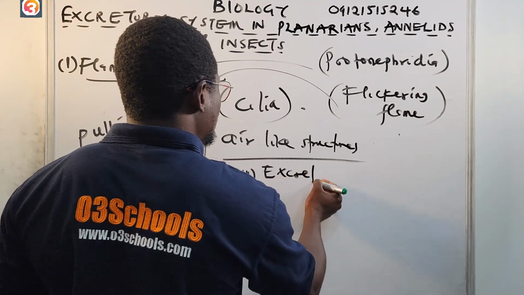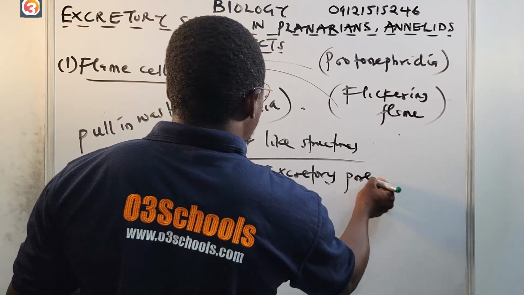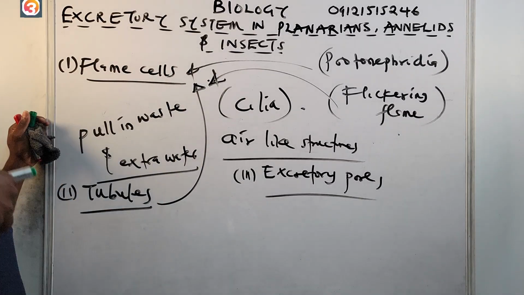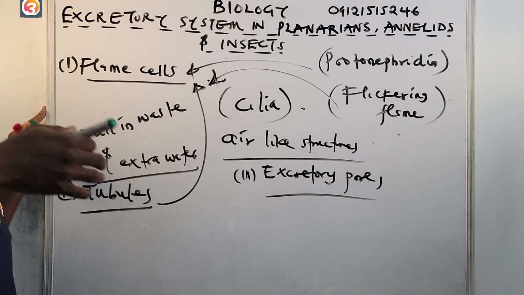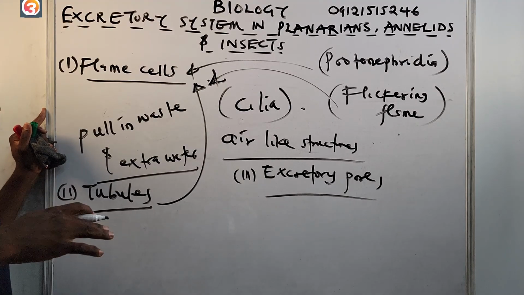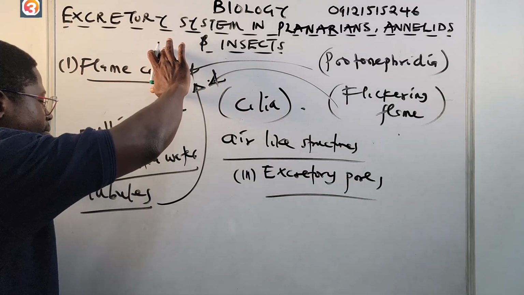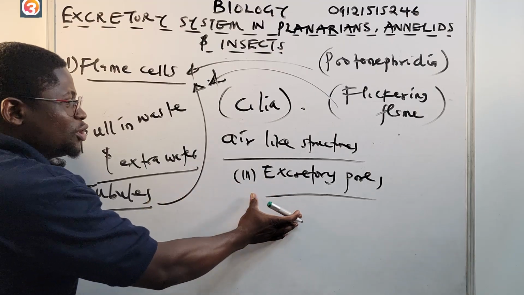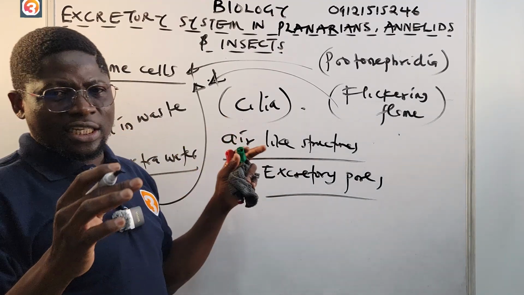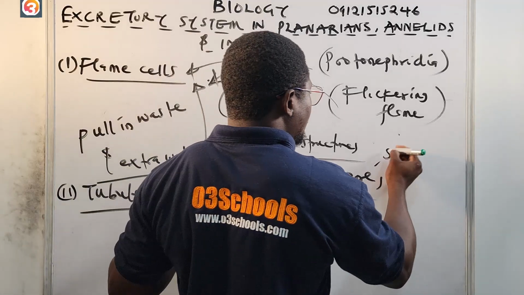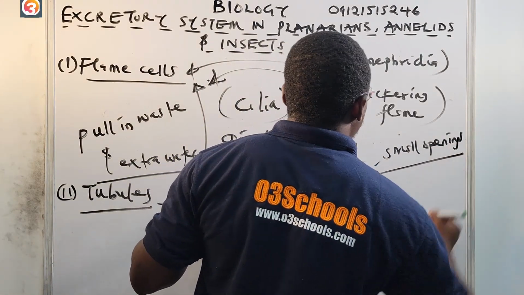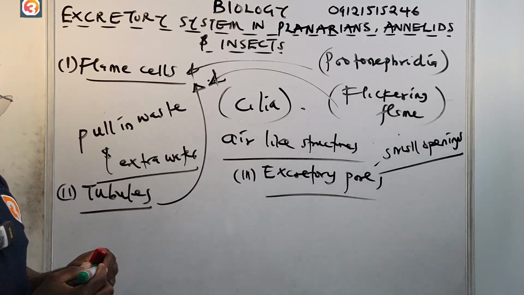Number 3, excretory pores. Now the waste is then, of course, pushed out of the body, out of the organism, through small openings. The waste that has been moving from the flame cells to the tubules gets to the excretory pores, and then it is pushed out of the organism through small openings on the surface.